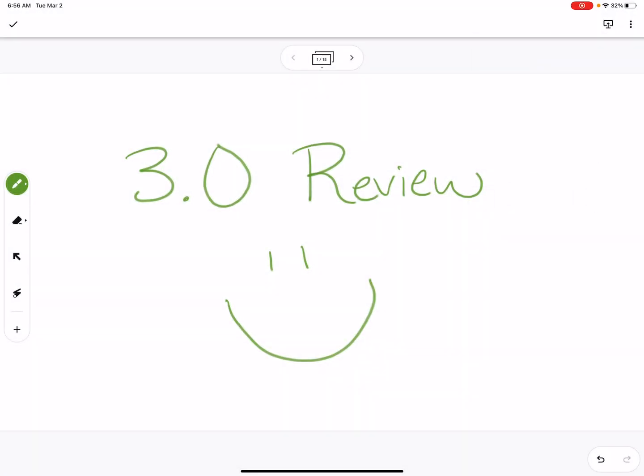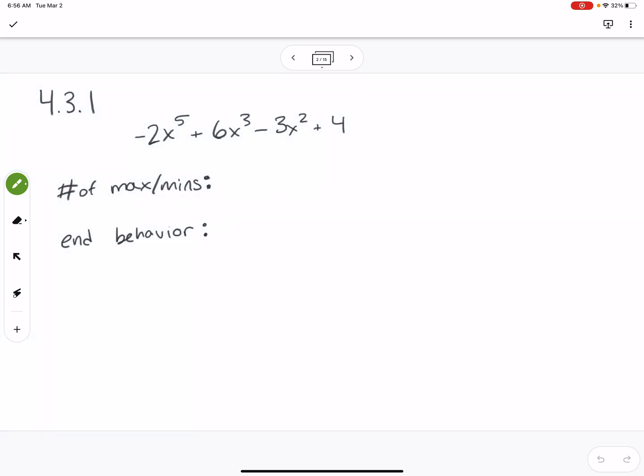Hi everybody, so today we're going to do a quick run through our 3.0s before our FA. So first 3.0 is 4.3.1. This is looking at a polynomial and examining its characteristics just based off that expression. So I have my polynomial listed for you right here, and we are going to find two pieces of information from that polynomial. The first is the number of maximums and minimums.